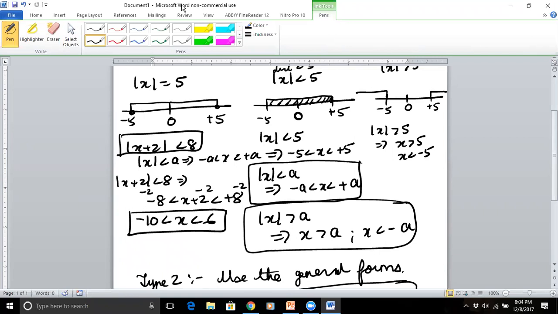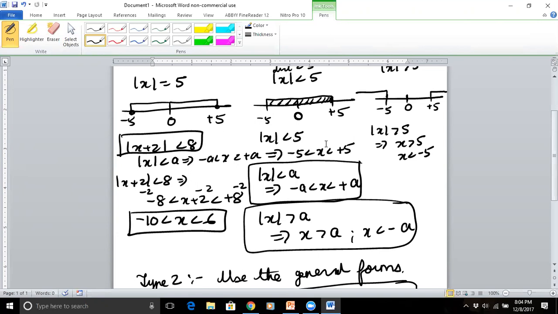Okay with this, guys? Mod of something, inequality something. Yes, Himanshu, what you said is right. x plus 2 is less than 8 and x plus 2 is greater than minus 8. So that's one way to look at it. I'm not splitting open the modulus. It becomes too problematic if you have more variables and you have an inequality. So I would prefer to use the number line approach or the general forms.